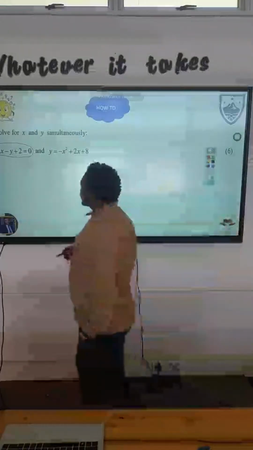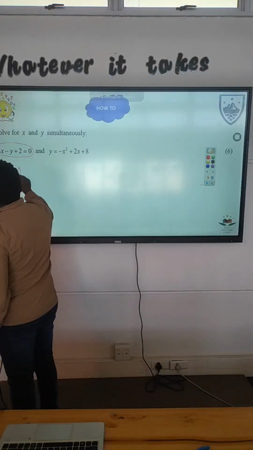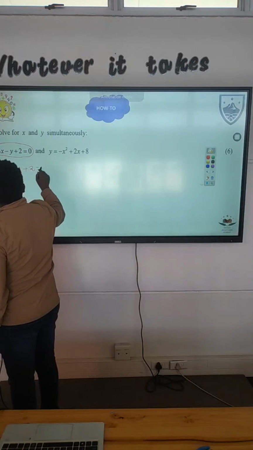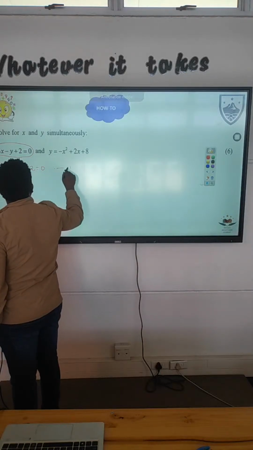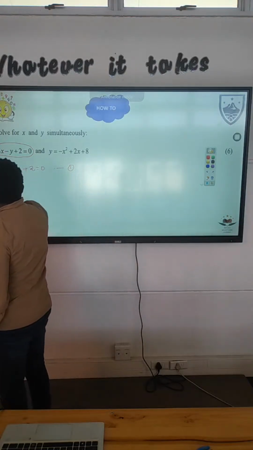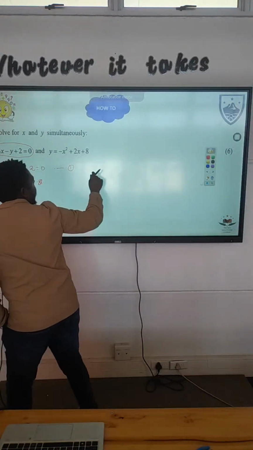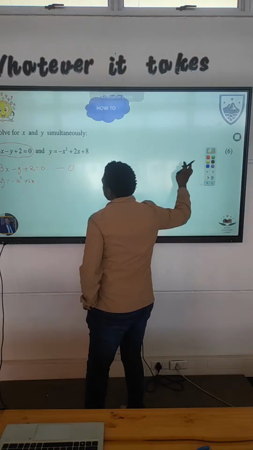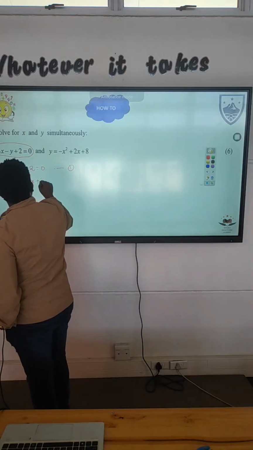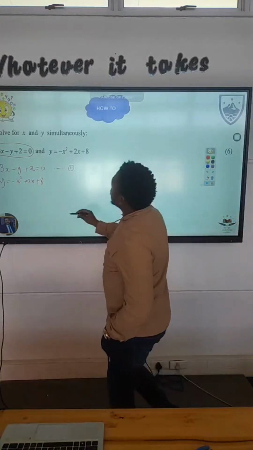So what we can do, let's say this: 3x minus y plus 2 equals 0 is equation number 1. And then my y is equal to negative x squared plus 2x plus 8. I hope you can see this. On the other side, this will be equation number 2.